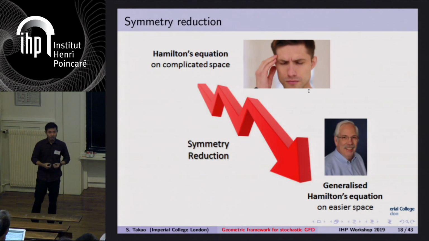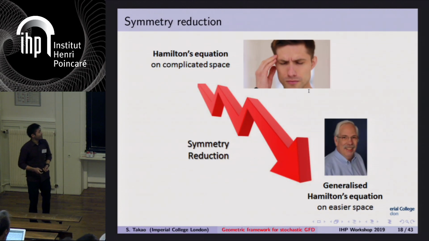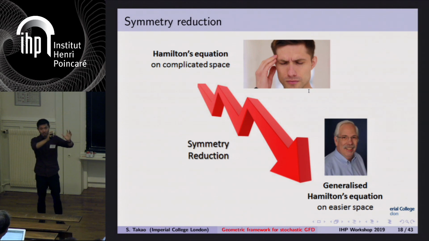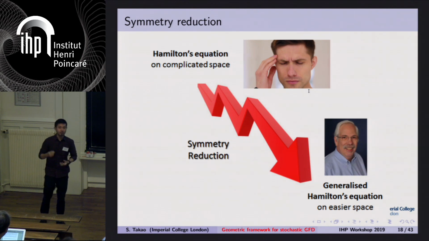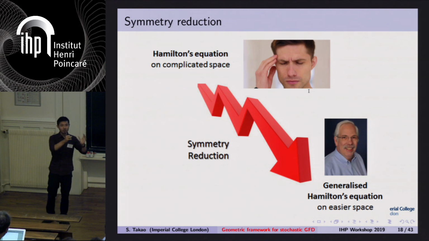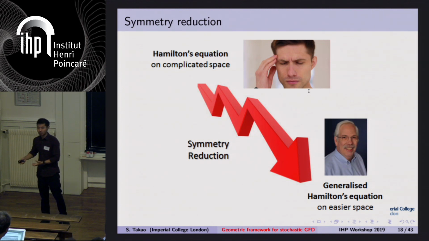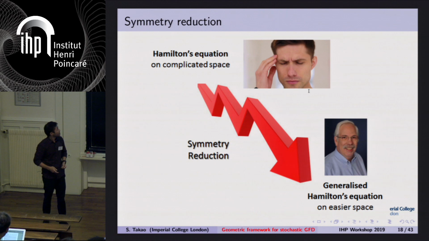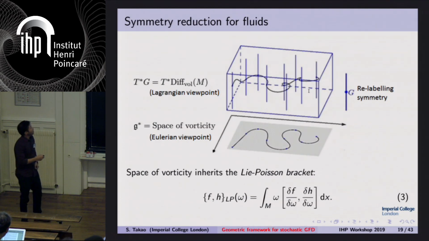In order to do this, we use something called symmetry reduction. It's kind of the cornerstone of geometric mechanics. What it allows you to do is to go from a complicated equation, Hamilton's equation on a complicated space, and provided that your Hamiltonian is invariant under some symmetry, you can squeeze the symmetry out to get a generalized Hamiltonian system on a simpler space. And then we're happy; we can do some stuff with it. So in terms of fluids, we had Hamilton's equations on this complicated manifold, which is the T star diff vol. And then we had this relabeling symmetry in the Hamiltonian.